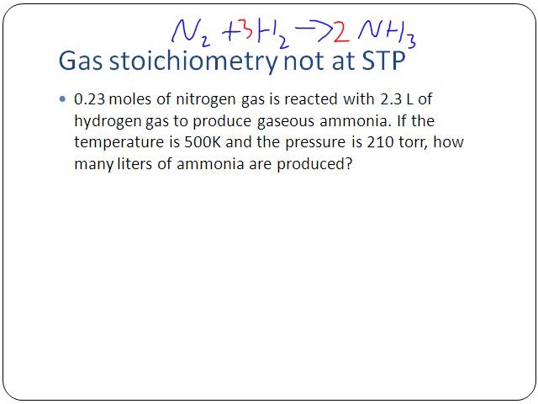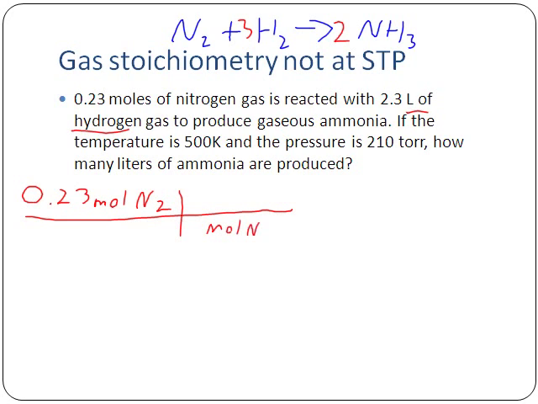So we have 0.23 moles of nitrogen gas react with 2.3 liters of hydrogen to produce gaseous ammonia. And so we don't know which one's going to limit the reaction. First step is figure out the limiting reagent. And so let's start off here by finding out which one's going to limit this. And so we start off with 0.23 moles of our nitrogen. We want to convert to what the units of the other one are, which are liters of hydrogen gas. And so we first have to cancel out moles of nitrogen.